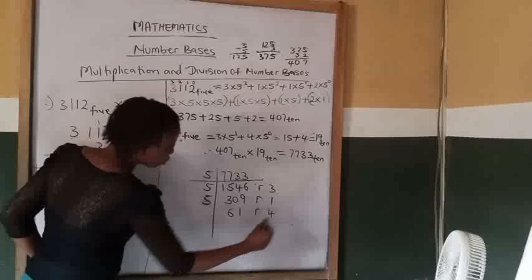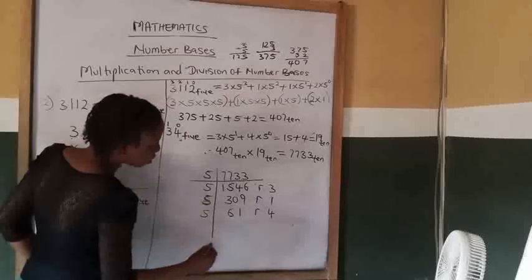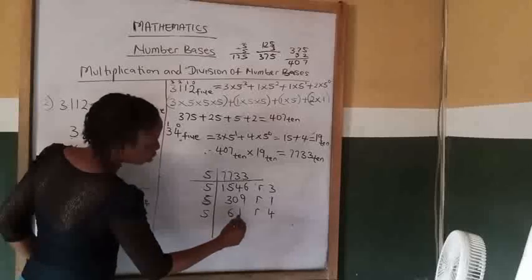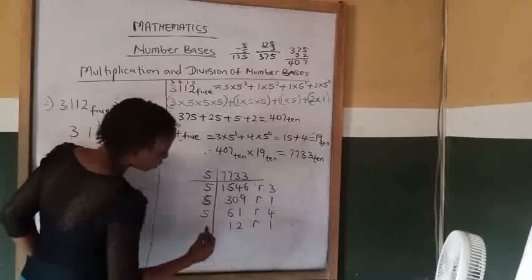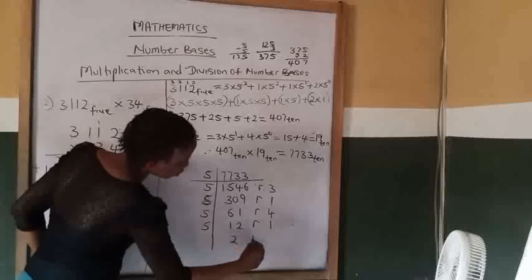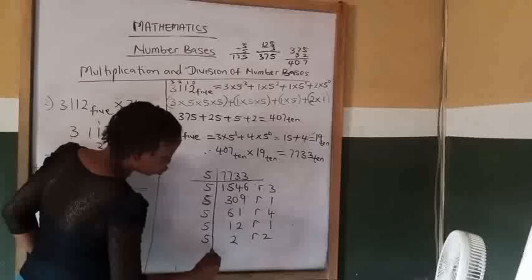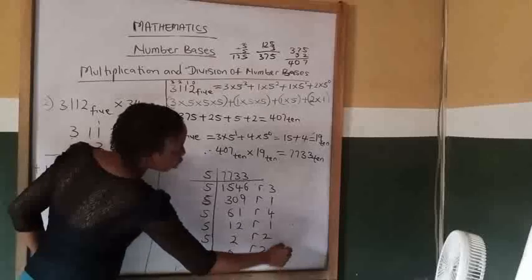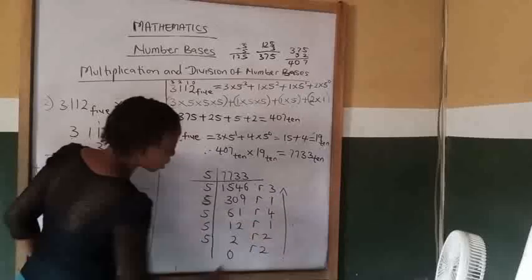Remainder 4. So let's use 5. 5 in 61. Let's say 5 in 6 first, 1, then remainder 1. Then 5 in 11 is 2, remainder 1. Then how many 5 can we get in 12? That's 2, remainder 2. Then how many 5 can we get in 2? That is 0, remainder 2. So the upward collection of our remainders will be our result.